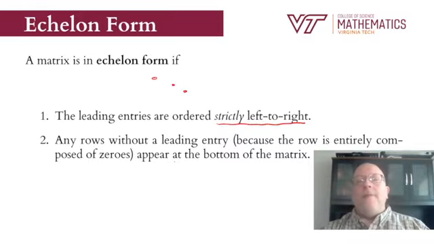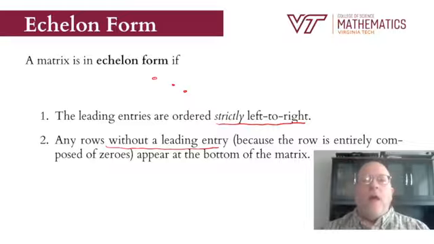It might be that we have a row that doesn't have a leading entry, but that would mean that the row has to be all zeros. If it doesn't have a leading entry, every entry in the row has to be 0. We put that row at the very bottom of the matrix.